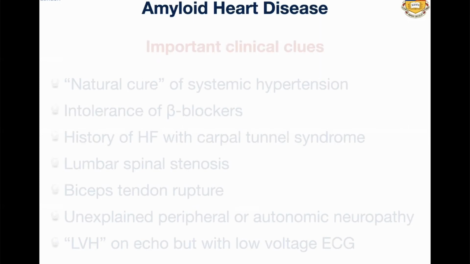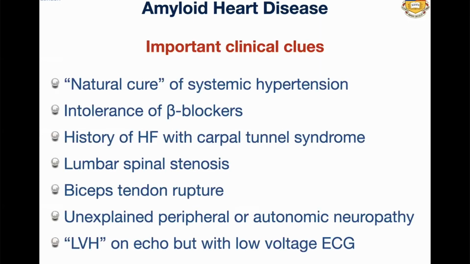Important clinical clues over and above imaging. If you have a patient who has high blood pressure and suddenly the blood pressure is normalized, then think of amyloid deposition, because there is production of heart failure, the systemic hypertension becomes normotensive, and you may need to stop the antihypertensive treatment. Think of amyloid. Patients who are intolerant of beta blockers, think of amyloid.